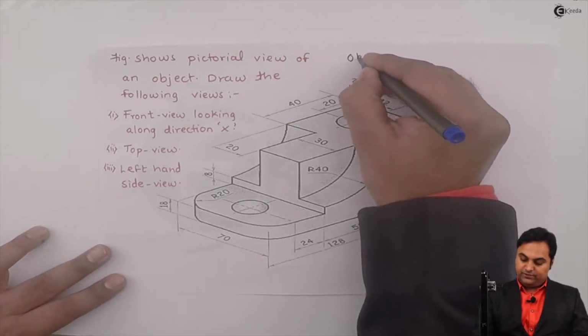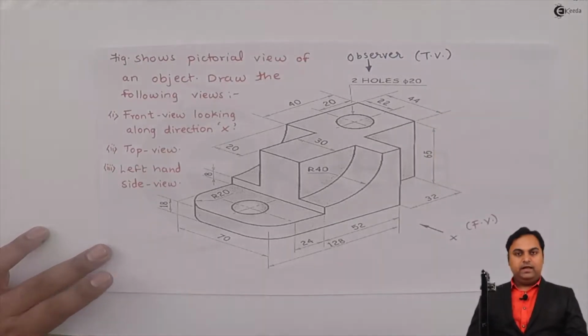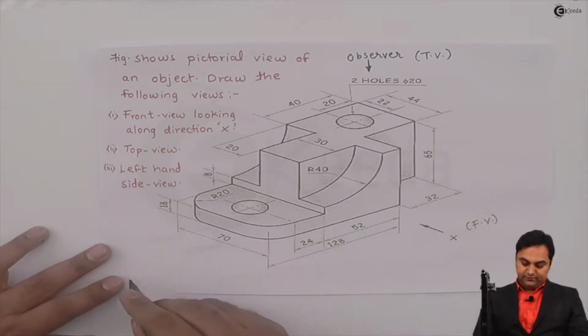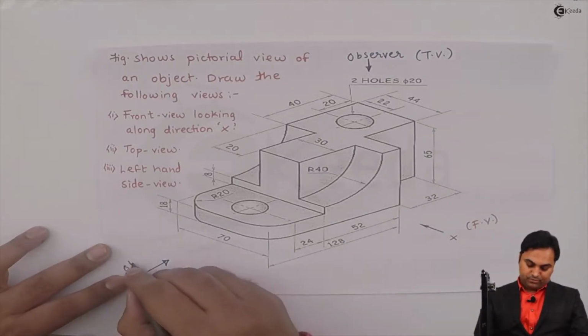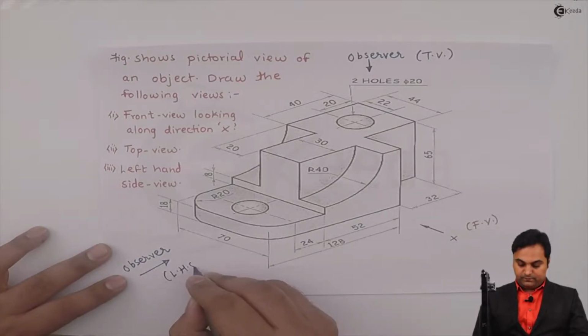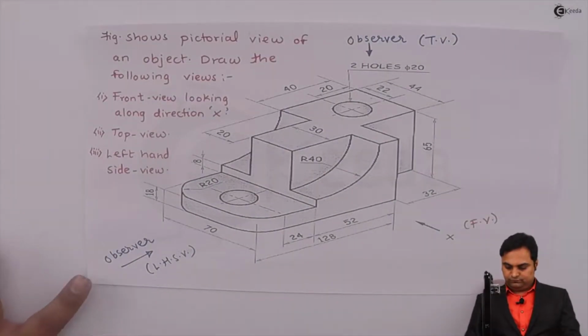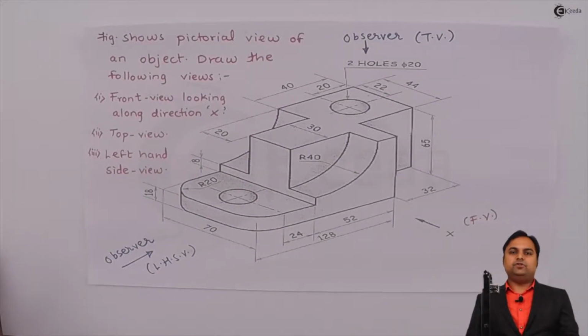As an observer, and here we have to draw the left hand side view as an observer onto the left hand side. This is the continuation of the problem.